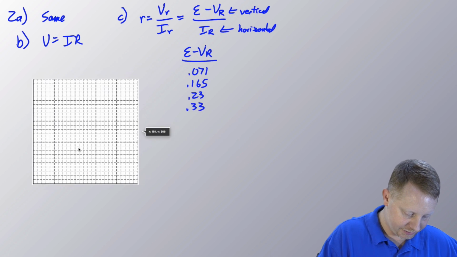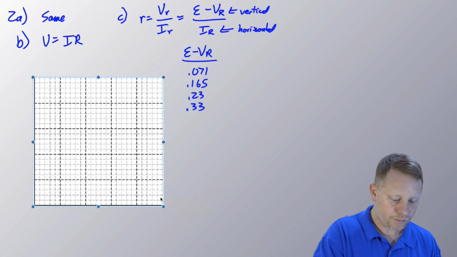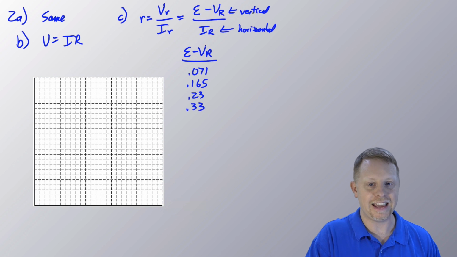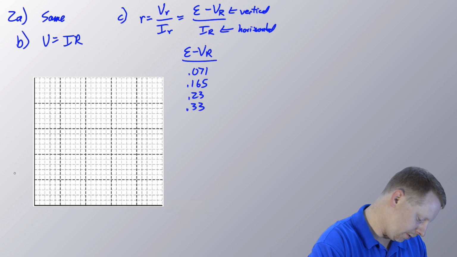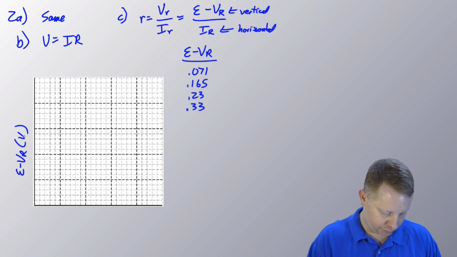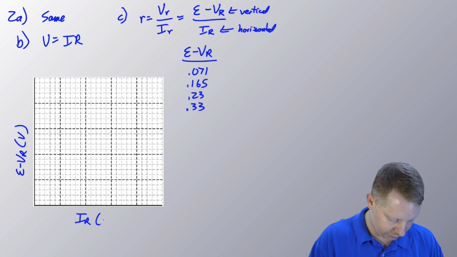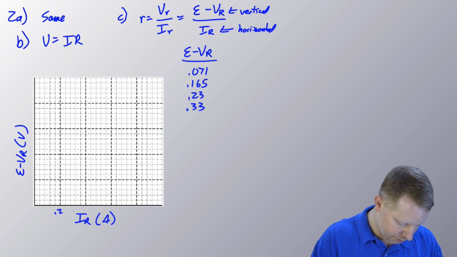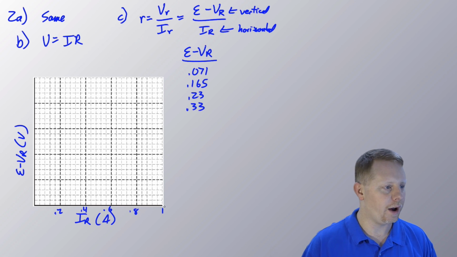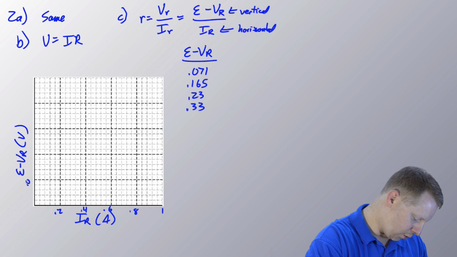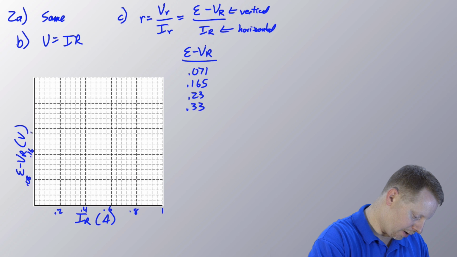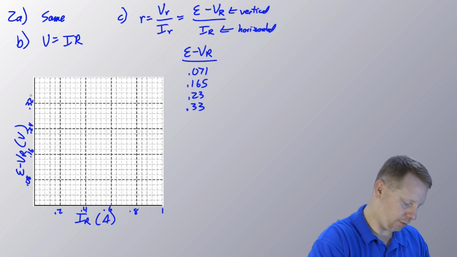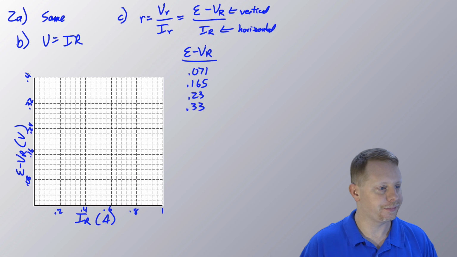I've got my grid. What I would want to graph then, I've got E minus VR on the vertical. So E minus VR, units are volts. I've got my current through capital R on the X, on the horizontal. That's going to be in amps. And I'd make a scale something like 0.2, 0.4, 0.6, 0.8, 1. And for the Y, we could go, say, 0.08, 0.16, 0.24, 0.32, and 0.4 volts.